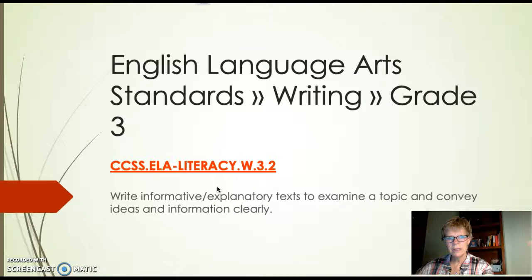Okay, so the standard I chose was for English Language Arts, and it's a writing standard for grade 3, and you can see that it is writing 3.2. It's: write informative, explanatory texts to examine a topic and convey ideas and information clearly. I chose this standard because it matched the unit of study the students will be learning.